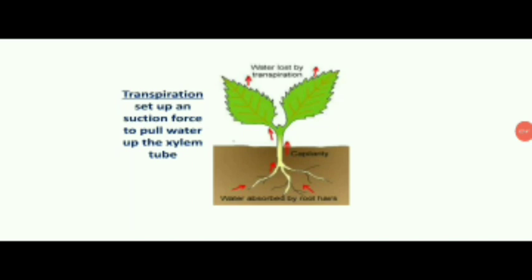Now let us understand the role of transpiration in xylem transport. Transpiration is the main pulling force or suction force that causes the absorption of water through plant roots and transportation through xylem. The loss of water through the process of transpiration creates a deficiency of water in the transpiring leaves.